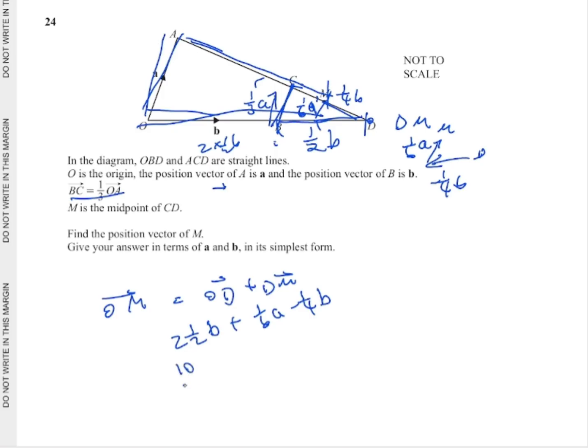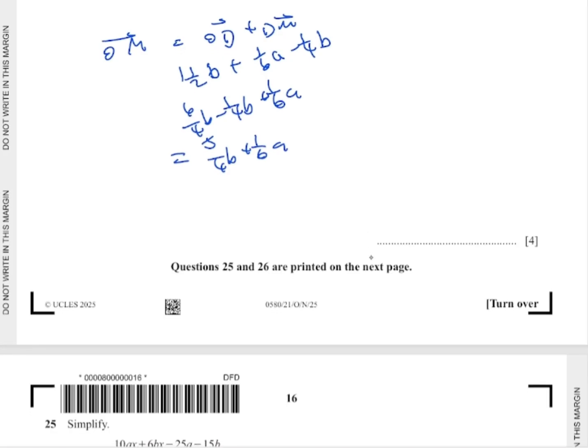So here would be 10 over 4 b minus 1 over 4 b plus 1 over 6 a. The final answer gives us 9 over 4 b plus 1 over 6 a. Oh my god, I'm so sorry. It's 1 and 1, 2. So here would be 6. So here would be 5. So we'll have 5 over 4 b plus 1 over 6 a.